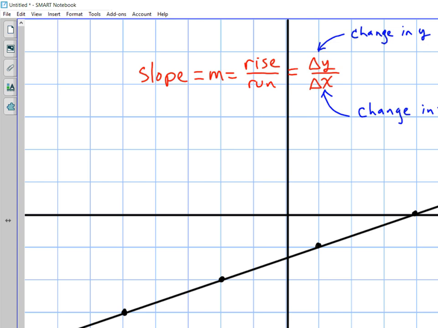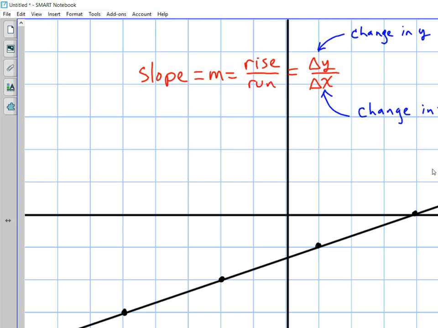That's what that little triangle means. It's a lowercase Greek letter delta. They chose that because it means the difference. How much does it change? It's the difference. How much has it changed?